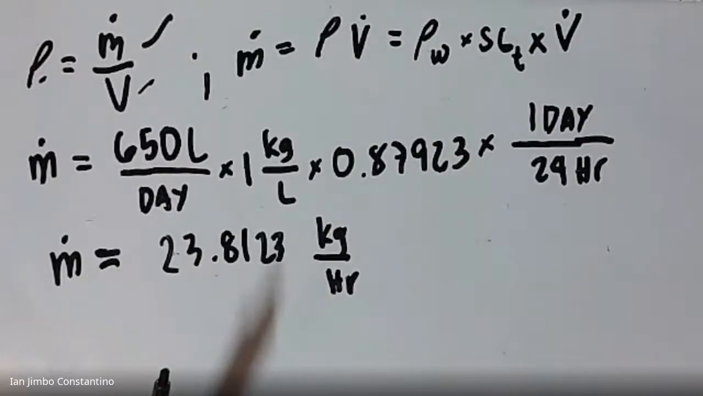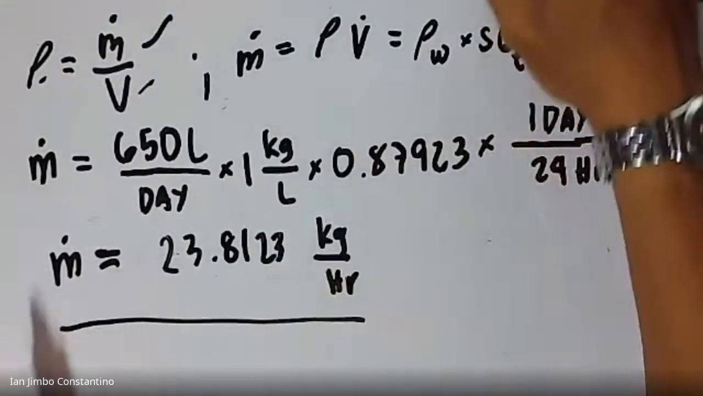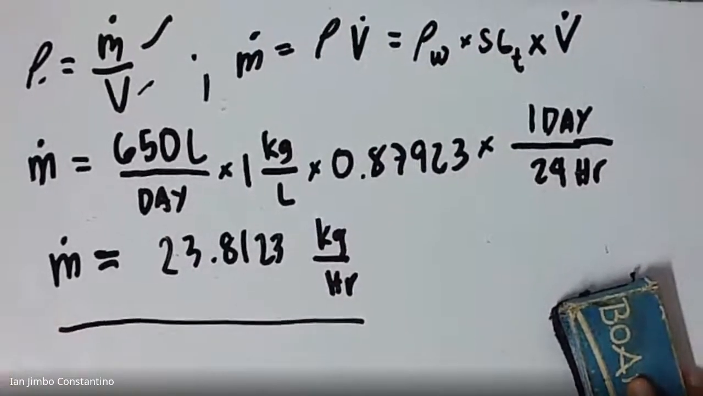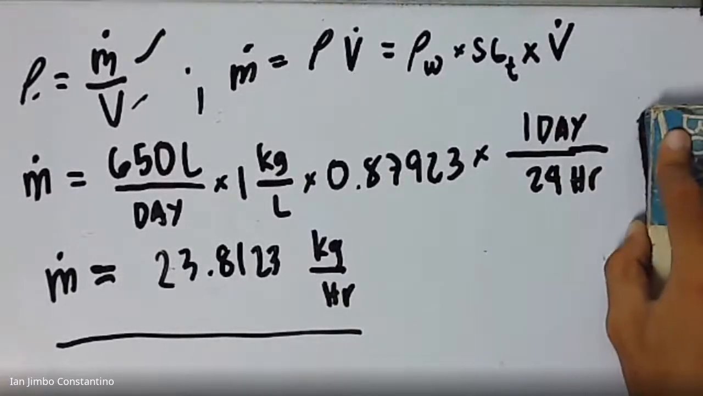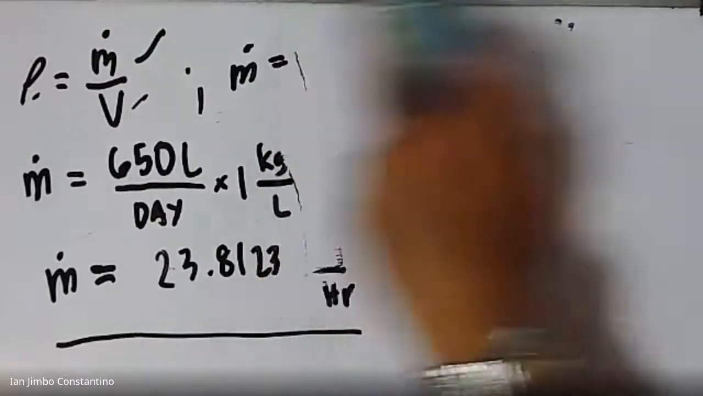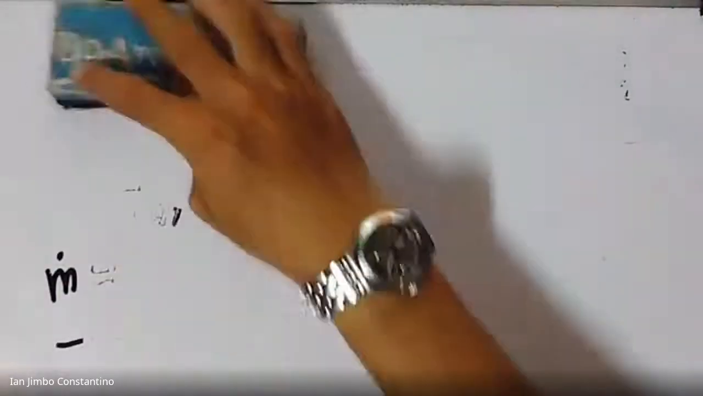Okay. So go back to your whiteboard. So we are done with this. So the answer will be 23.8123 kilograms per hour. Anyone who didn't get the correct answer? I think all of you got it, especially Mr. Divinagracia, who is very fast in calculating. I think he reviewed the problems a while ago. Okay, let's go with number 2.